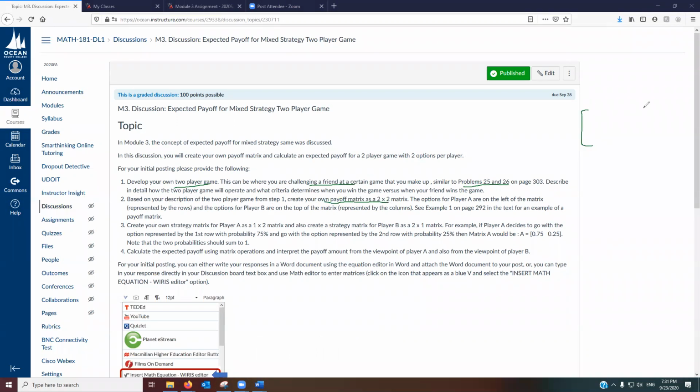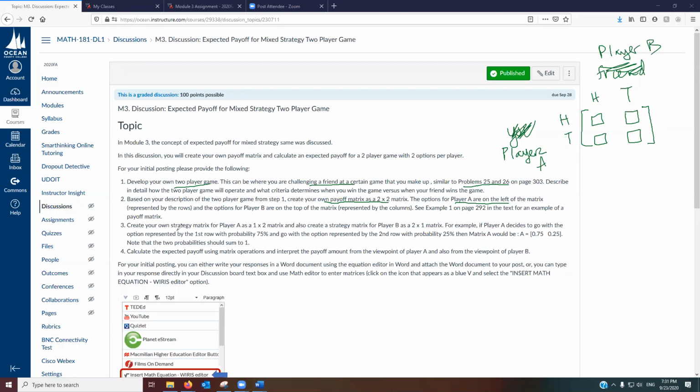So for example, you might use the heads tails game, right? Where this is you and this is your friend, let's say. And you would come up with different payoffs to put here, right? You could make up the game yourself, okay? So it says the options for player A are on the left side. So let's call this player A, and we'll call this player B, just to be consistent.